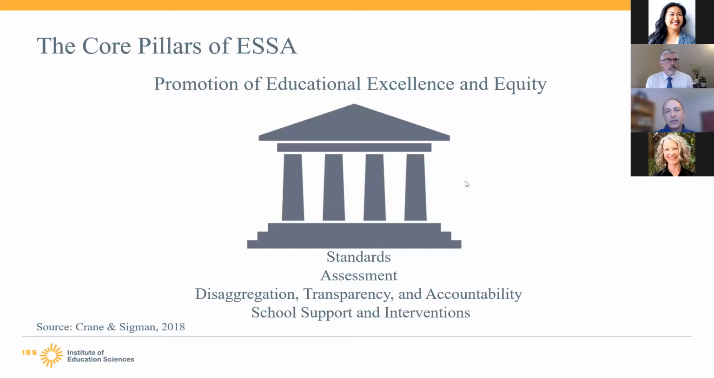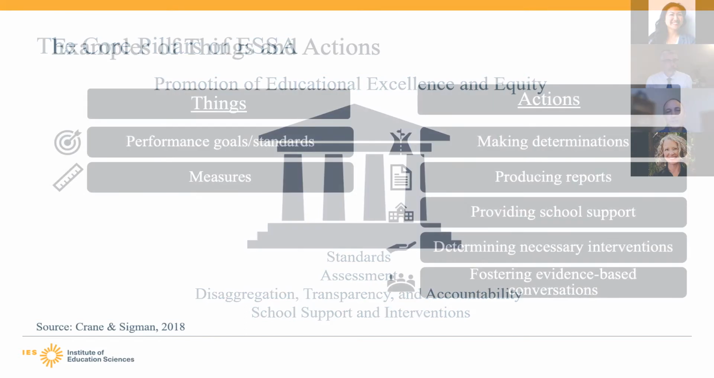ESSA is built on these four pillars to promote educational excellence and equity: standards, assessment, disaggregation, transparency, and accountability, and school support and interventions. So we're going to talk a lot today about assessment data and accountability systems, but all four of these pillars are key to student and school performance. Next slide.